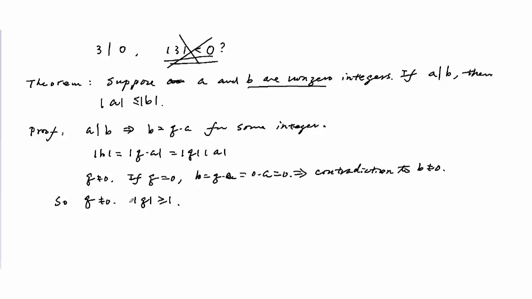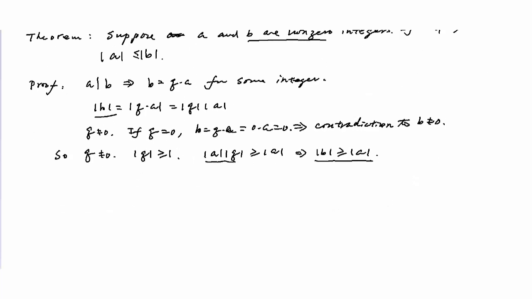And then multiply both sides by absolute value A. So you multiply absolute value A on this side, and then this side times absolute value A, and then this is absolute value B. So we proved this theorem.